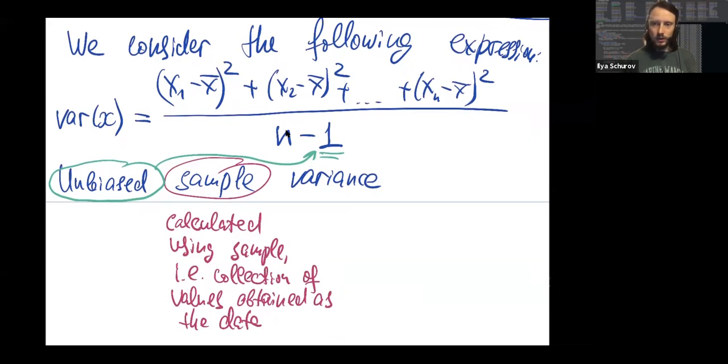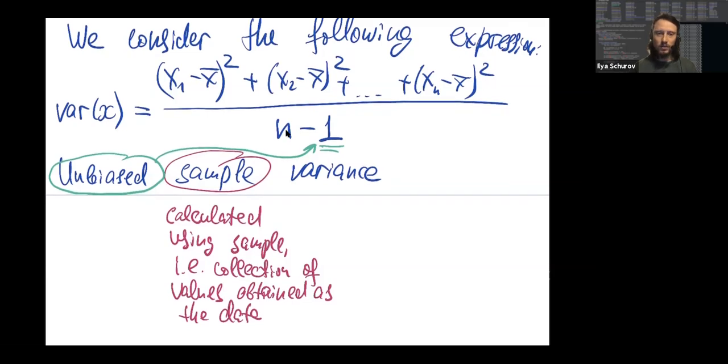So let us look at this formula and see that it actually catches the idea that we need, the idea of measuring average distance. Okay, not distance, but square distance between our values and the average value. So it should measure some kind of range, some kind of statistical dispersion.